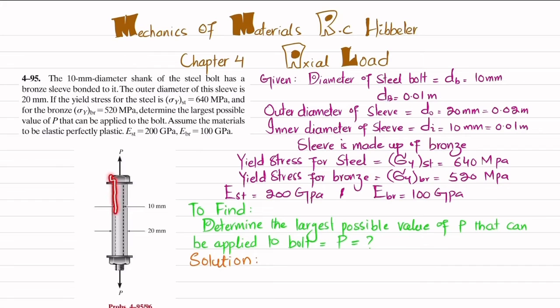So you can see this is the bolt, clear, having diameter 10 millimeter, and that is the bronze sleeve that is bonded to it, having outer diameter 20 millimeter. So the diameter of the bolt is 10 millimeter, in meter it is 0.01. The outer diameter of the sleeve is 20 millimeter, which is 0.02 meter, and the inner diameter is the same as for the bolt. The sleeve is made up of bronze. Yield stress for steel is 640, while yield stress for bronze is 520 megapascal, and their moduli of elasticity are mentioned. So you have to determine the largest possible value of P that can be applied to the bolt. And how will we find this? So let's start with the solution.